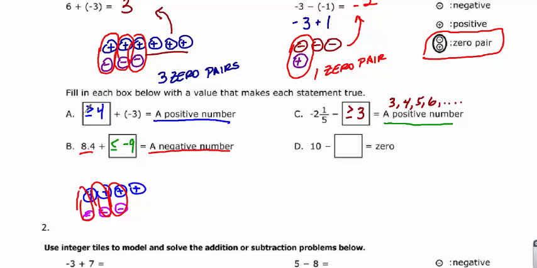Going back to A, greater than 4, you could have had 4, 5, 6, anything more positive. On B, less than -9, you could have had -9 or numbers smaller, -10, -11, -12, things smaller than that. Finally, letter D, 10 minus something equals 0.